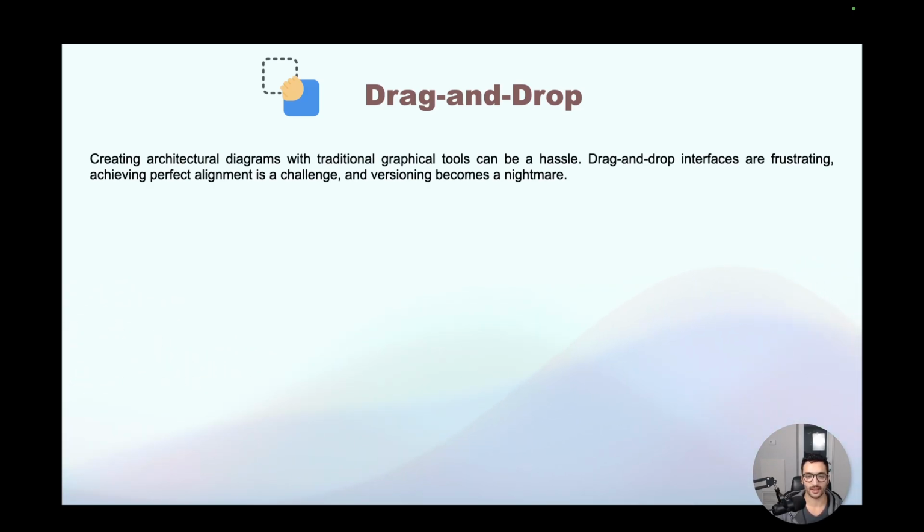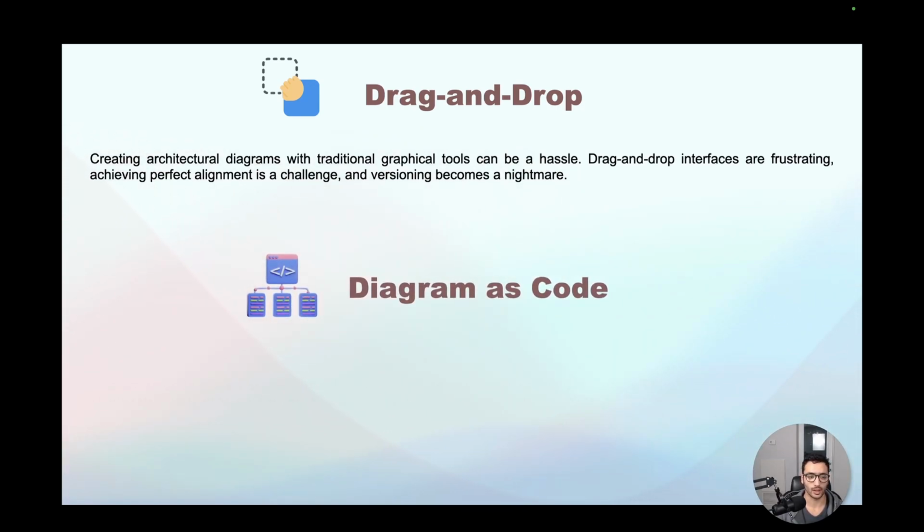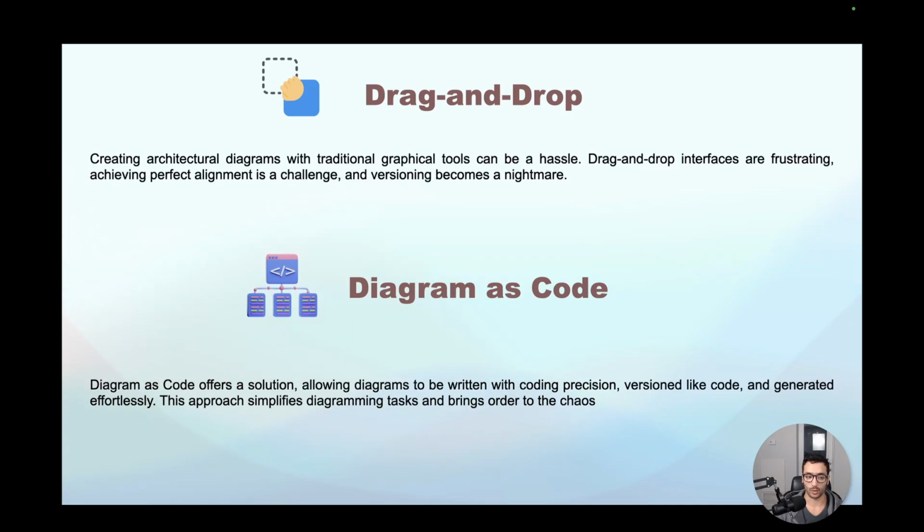Drag and drop interfaces are frustrating, achieving perfect alignment is a challenge, and versioning becomes a nightmare. That's why we have a new concept called diagram as code, which offers a solution allowing diagrams to be written with coding precision, versioned like code, and generated effortlessly. This approach simplifies diagramming tasks and brings order to the chaos.